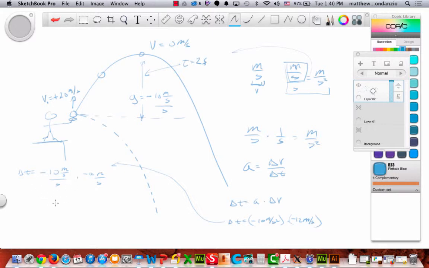Okay. So if I'm going to do this, I've got negative 10 times negative 12. Okay. I'm going to have meters per second times meters per second. What did I just do? Something didn't work right. Hold on.